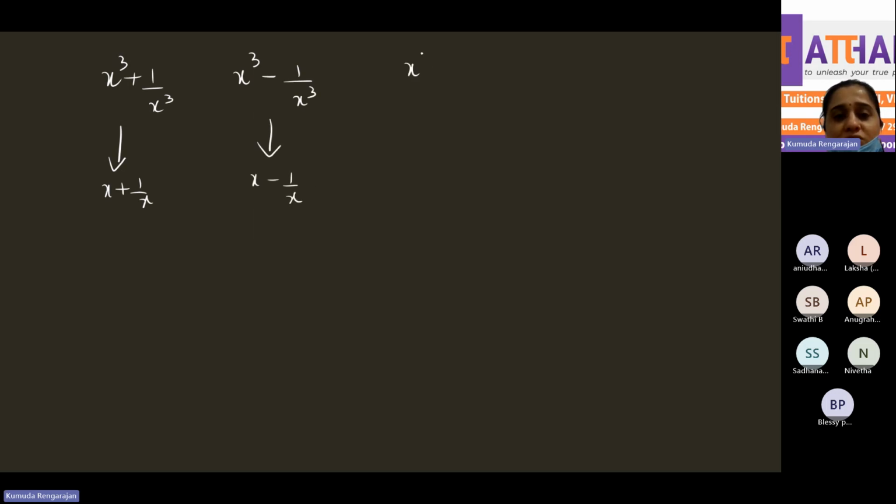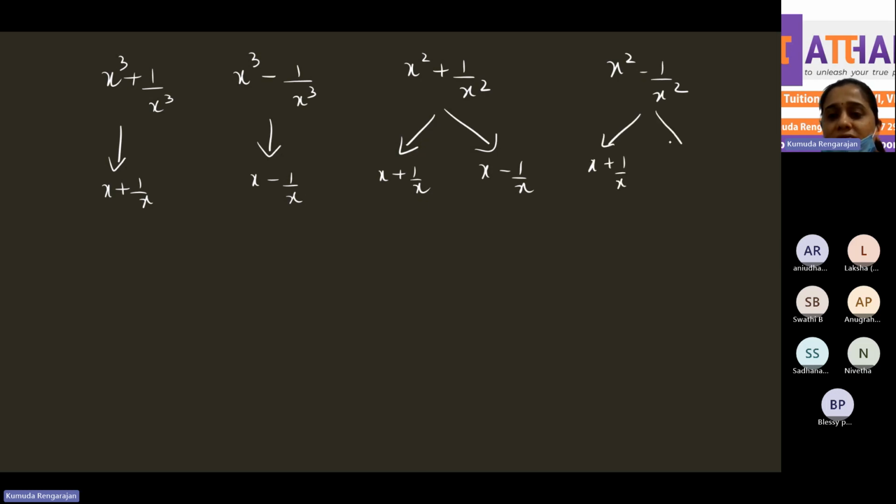Okay, so make a note of this flow chart. We have done this earlier. To find x cubed plus 1 by x cubed, you need the value of x plus 1 by x. To find the value of x cubed minus 1 by x cubed, you need the value of x minus 1 by x. To find x squared plus 1 by x squared, you need x plus 1 by x or x minus 1 by x. Anything you can get the answer. To find x squared minus 1 by x squared, you need the value of x plus 1 by x and x minus 1 by x.